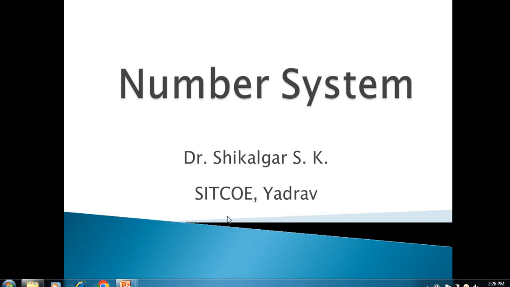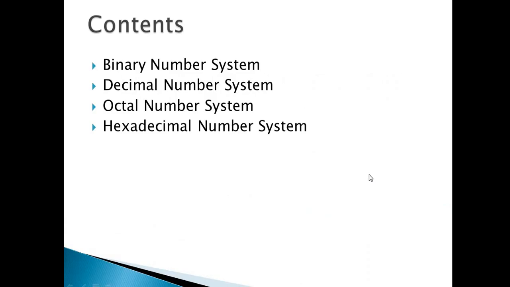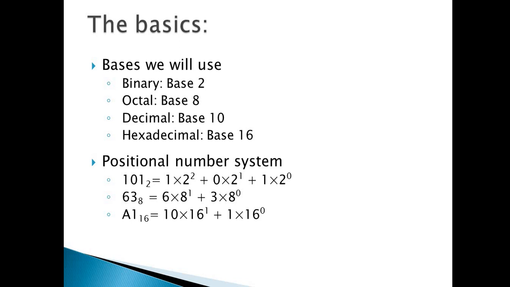We will start with digital electronics and microprocessors, first unit, that is number system. These are the contents of today's lecture: binary number system, decimal number system, octal number system and hexadecimal number system. So we'll start with binary number system.